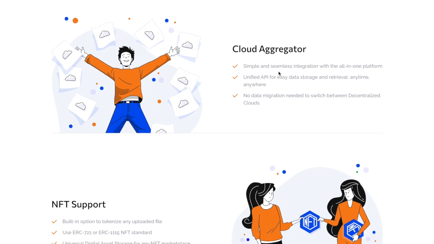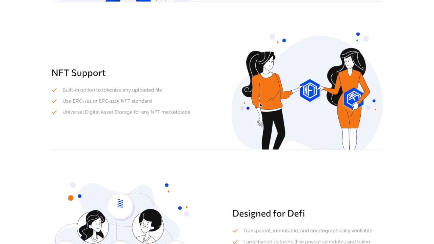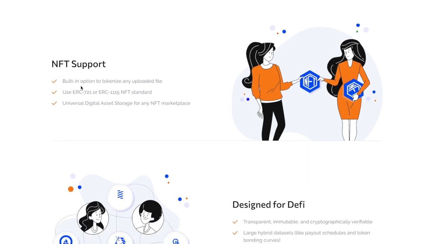So where do we start? We start with Cloud Aggregator. Simple and seamless integration with the all-in-one platform, unified API for easy data storage and retrieval anytime, anywhere. No data migration needed to switch between decentralized clouds. How about the NFT support? There's a built-in option to tokenize any uploaded files. Use the ERC-721 or ERC-1155 NFT standard. Universal digital asset storage for NFT marketplaces.